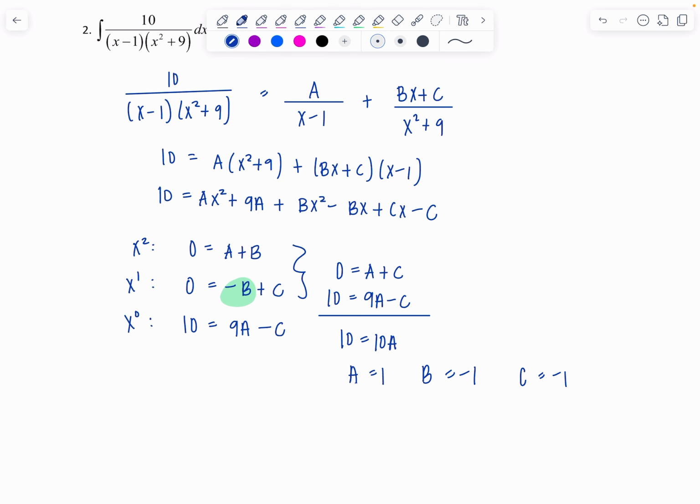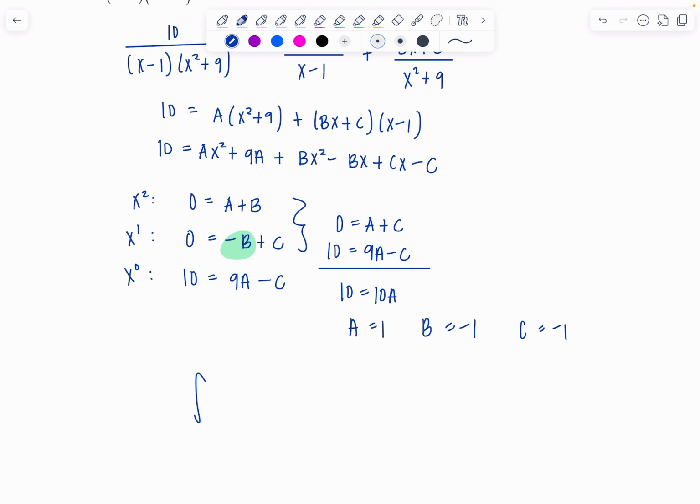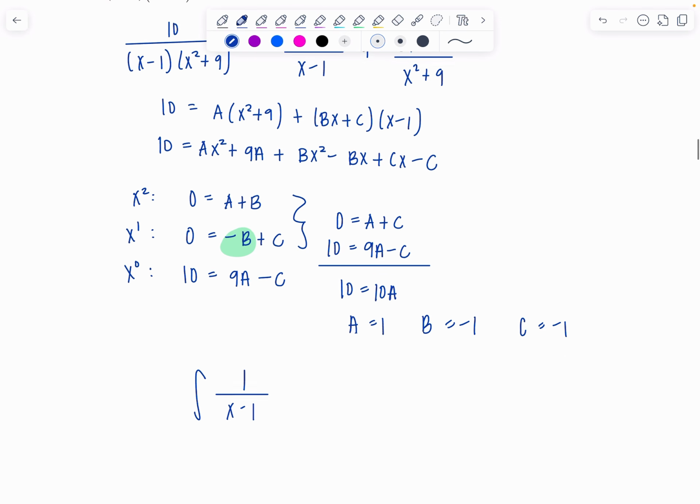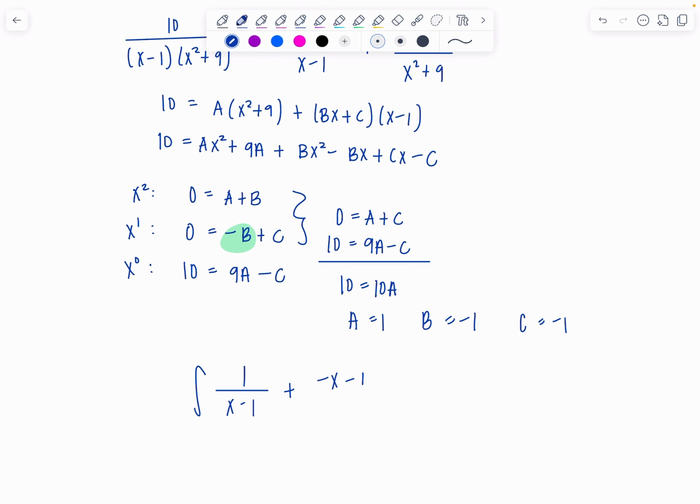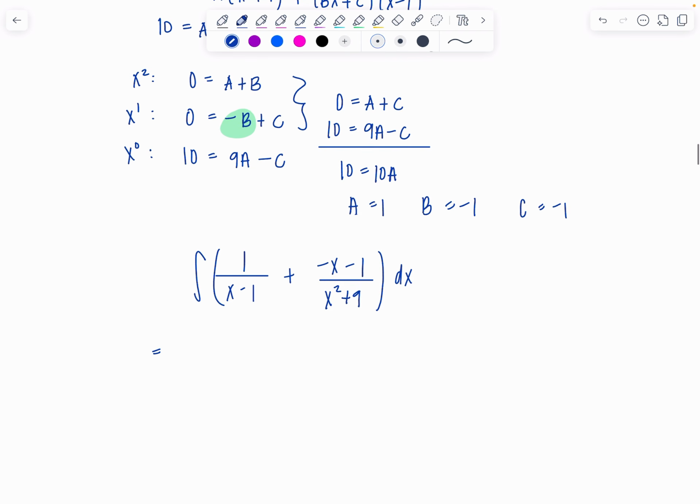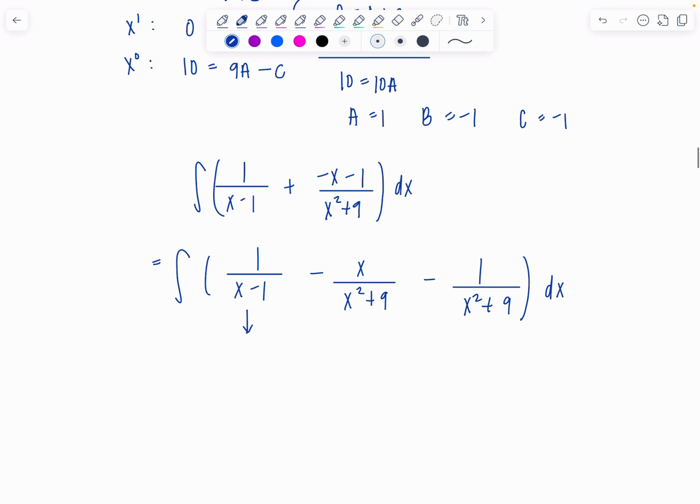Very good. So we have the integral of A over x minus 1 plus bx, so plus negative x minus 1 over x squared plus 9. Now the key is you've got to split up the last term into two terms. So we have the integral of 1 over x minus 1 minus x over x squared plus 9 minus 1 over x squared plus 9 dx. So the antiderivative here is going to be ln absolute value x minus 1.